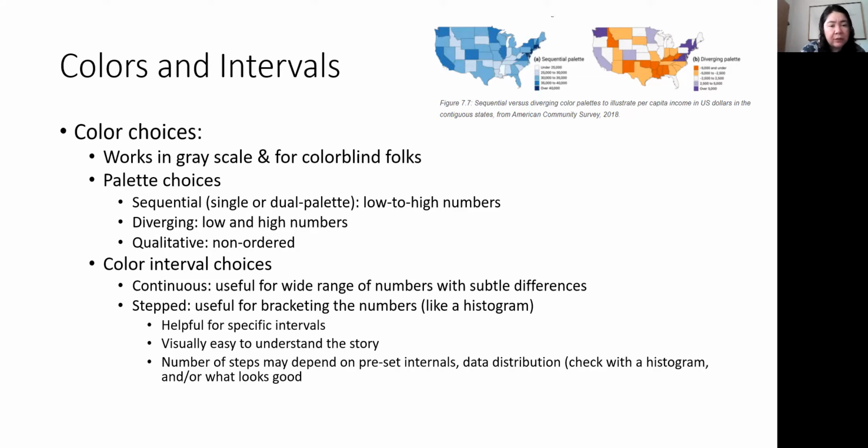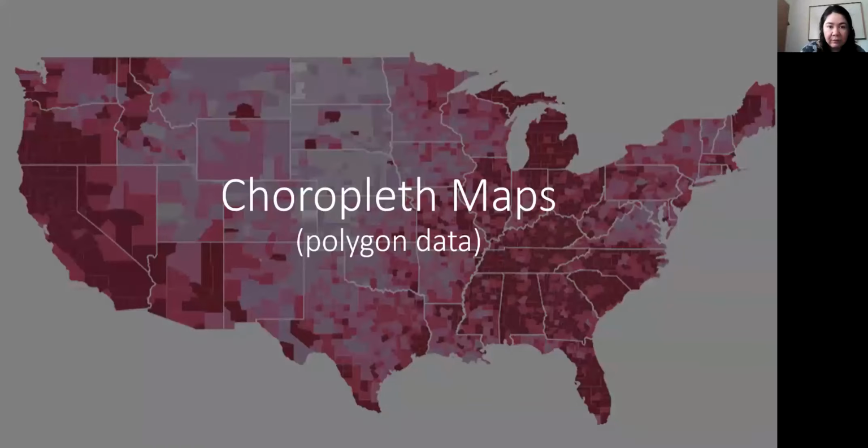The color interval choices here. Especially if you have very detailed data like this type of data, where you have very, very small chunks instead of just states with counties, whatever this is.